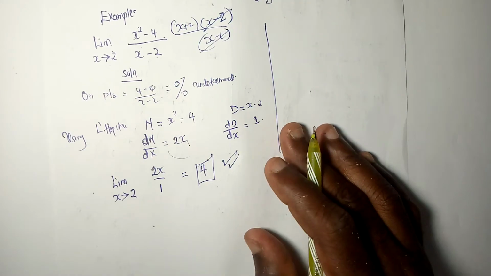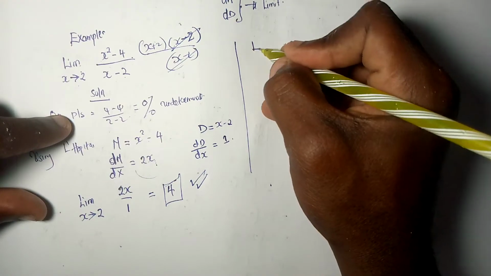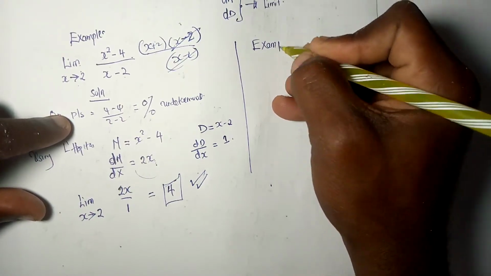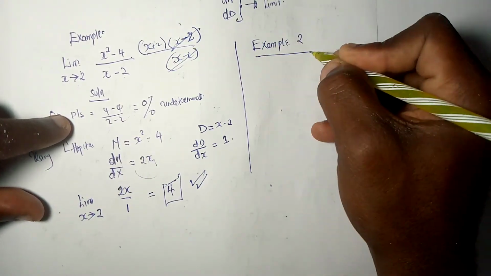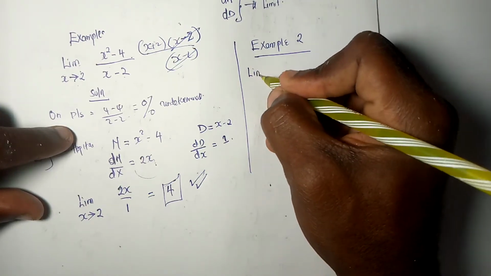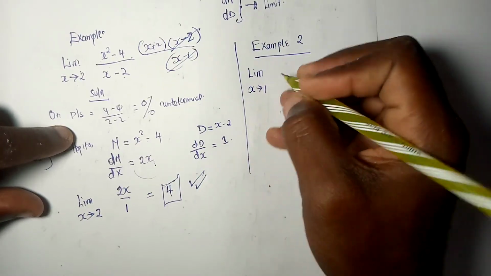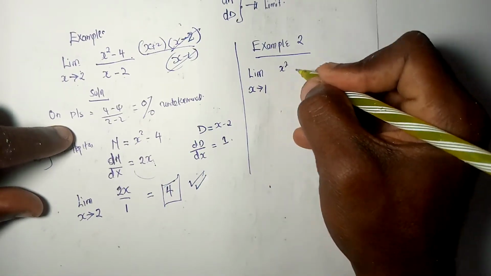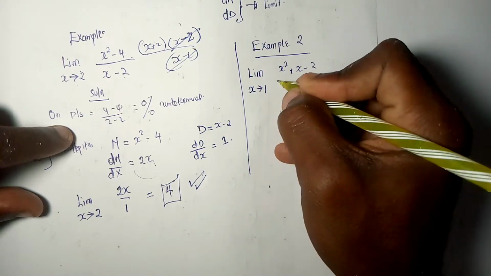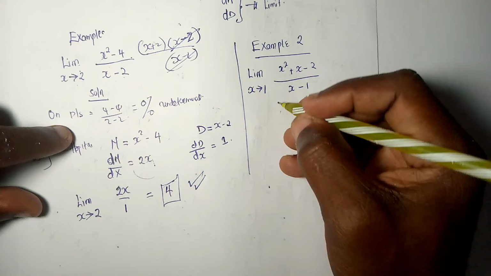So now I'm going to take another example, example 2, before I give you an exercise using L'Hopital's rule. You're told to evaluate the following limit: limit as x approaches 1 of x squared plus x minus 2 over x minus 1, using L'Hopital's rule.